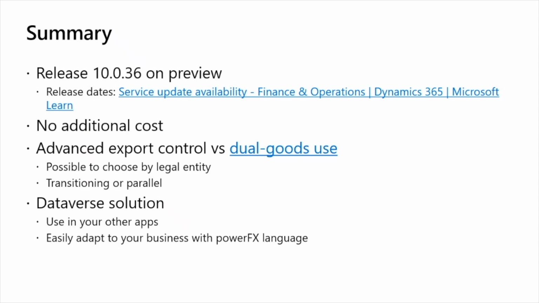You can transition from dual goods use if you're using it, and it is a Dataverse solution. It is important to know here that we provide the Dataverse solution, the framework itself, all the ability to configure the rules, the codes, the categories, the error messages, as Jeff was saying. But we do not provide the data, meaning as Microsoft, we do not provide the specific jurisdictions applying to the US, to Norway, to Europe, and the codes under which you will trade.